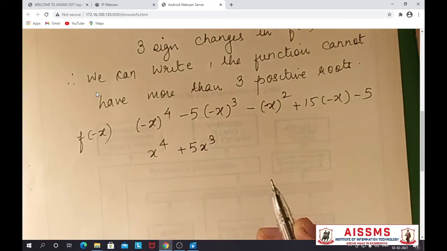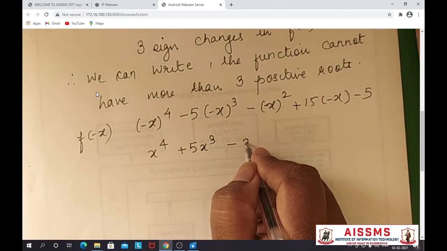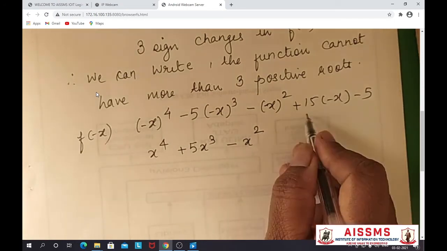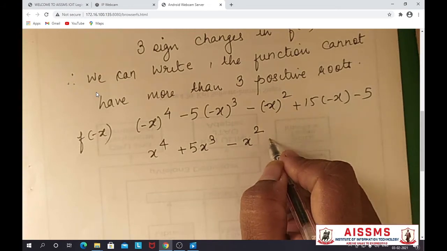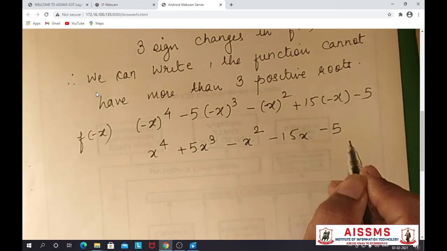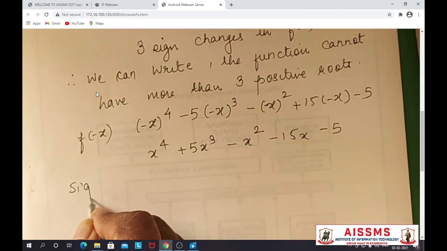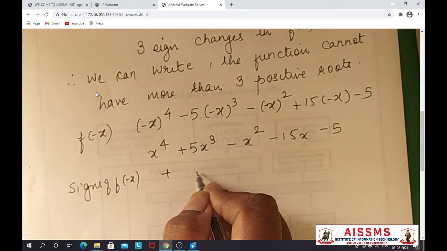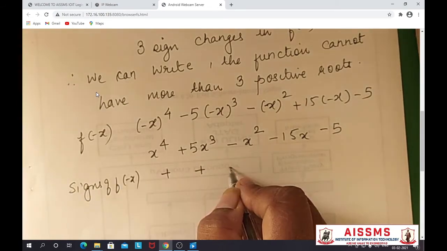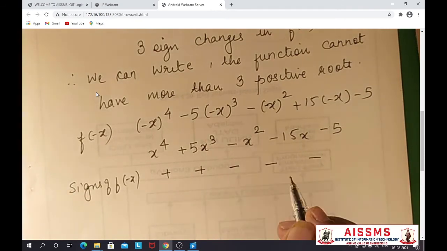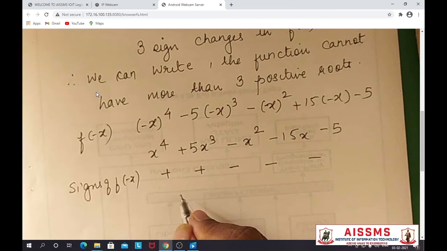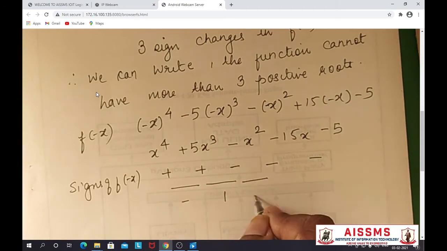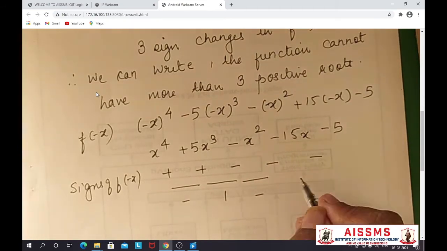Minus x square becomes minus 1 into (minus x) square, which is minus x square. Plus 15 into minus x becomes minus 15x, and minus 5. Let us write down the signs of f of minus x: plus, plus, minus, minus, minus. So, plus to plus, no sign change. Plus to minus, one sign change. Minus to minus, no sign change. And again, minus to minus, no sign change.